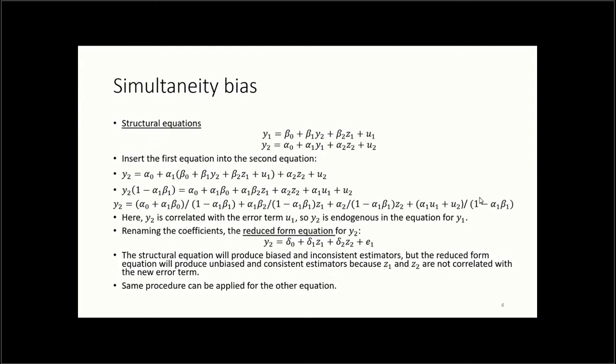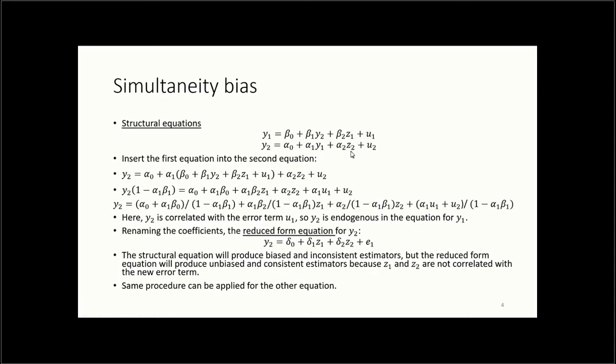So where is this simultaneity bias coming from? First to start, let's discuss structural equations. Here we have a variable y1 determined by y2 and an exogenous variable z1. And then we have y2, which is the other endogenous variable determined by y1, which is the same as this one, and then an exogenous variable z2.